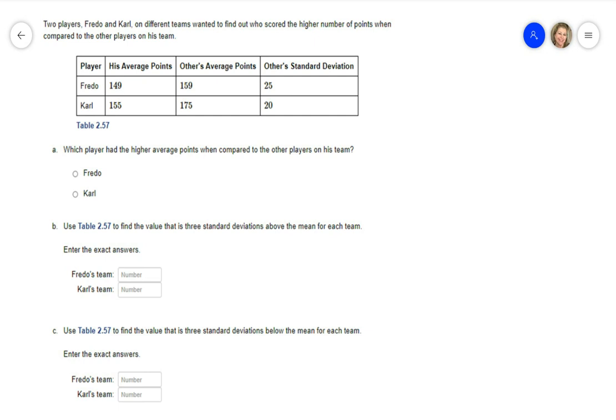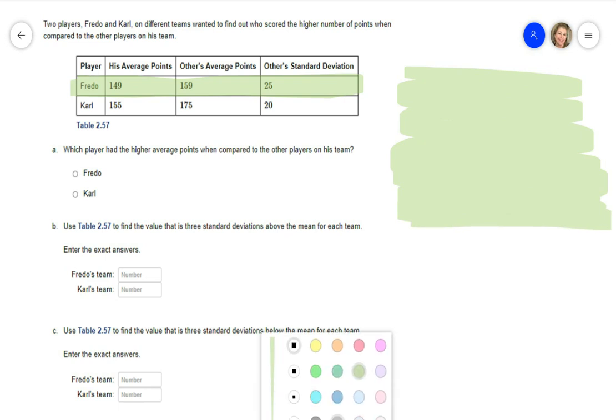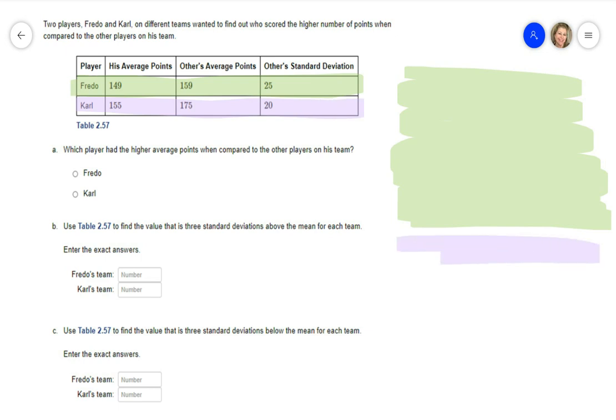All right, I like to color code things, so I am going to make Frito green. Over here is where I'm going to show my chart for Frito in the green area. And then I'm going to make Carl purple. Carl's team will be in purple over here. What I'm going to do is make a bell-shaped curve for each.